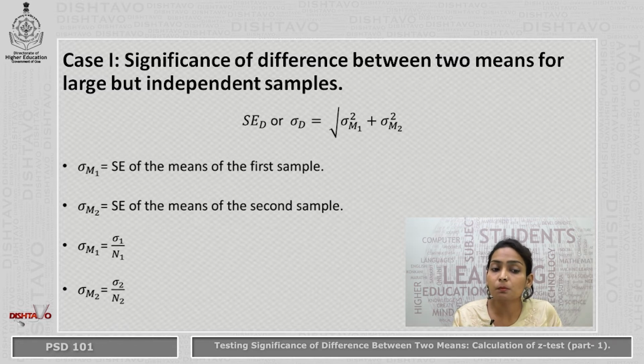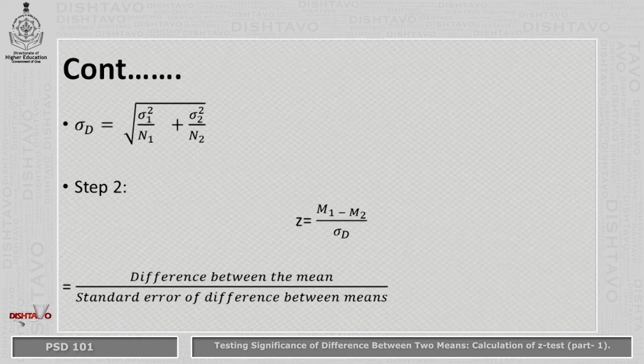So, the formula gets split again. How to calculate the standard error of the mean? Standard error of the first sample is the standard deviation of the first sample upon the square root of the size of the first sample, that is n. In the same way, standard error of second sample is calculated as standard deviation of second sample upon the square root of the size of the sample, n. So, continuing, the formula got reduced again, and at step 2, we calculate Z-test. That is the Z-test formula here.